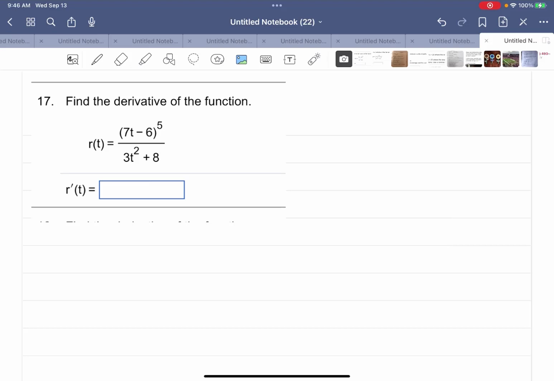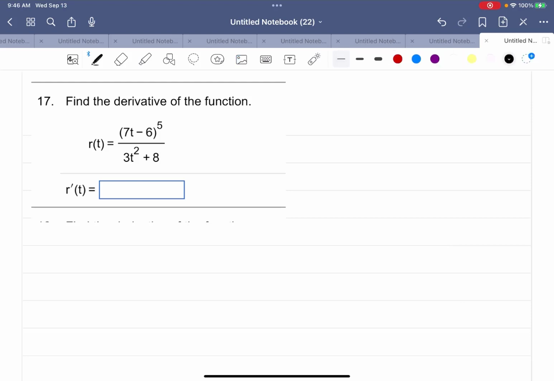Example number 17. Find the derivative of the function R of t equals 7t minus 6, all of that raised to the 5th power, divided by 3t squared plus 8.